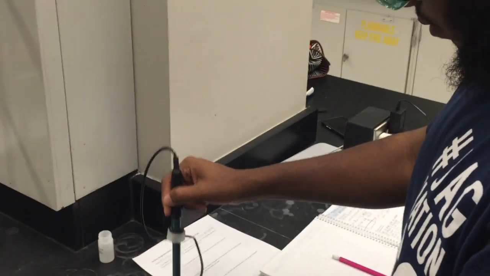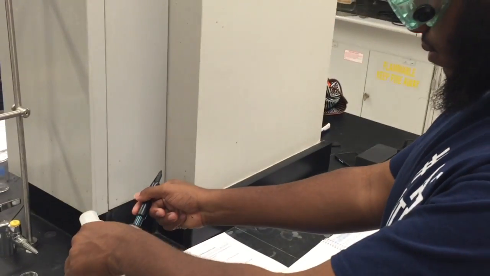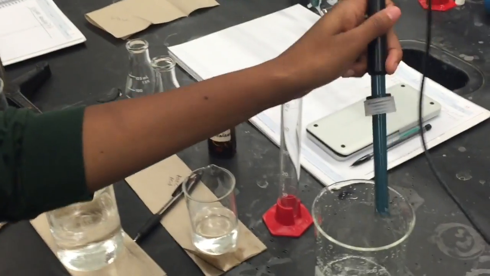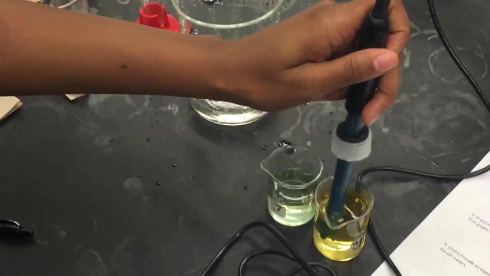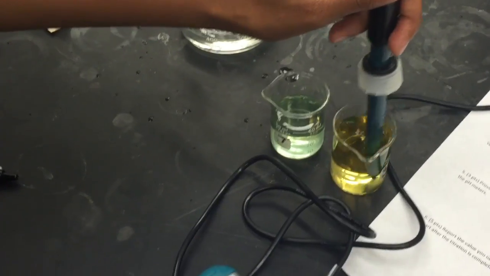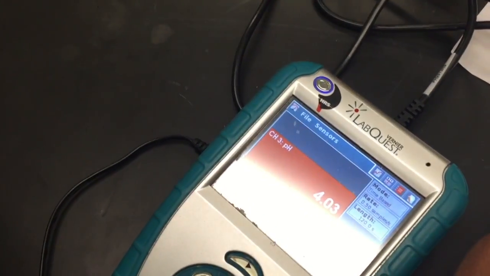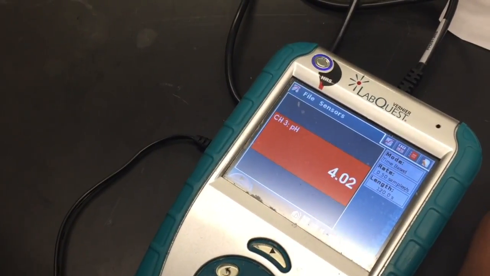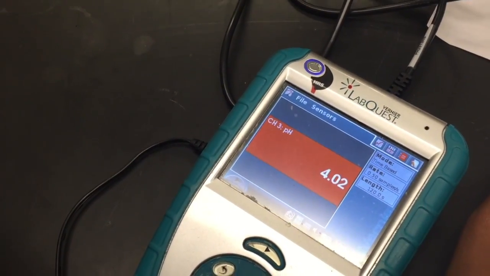Once you've recorded the pH of your solution, you'll then rinse off the probe with deionized water again. This is done to decontaminate and make sure there's no other solutions on the end of the probe that may alter your reading of the pH. This process is done multiple times just to ensure that the pH that we are measuring is accurate.